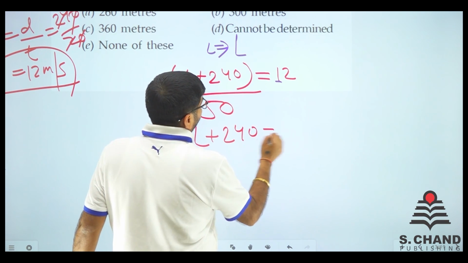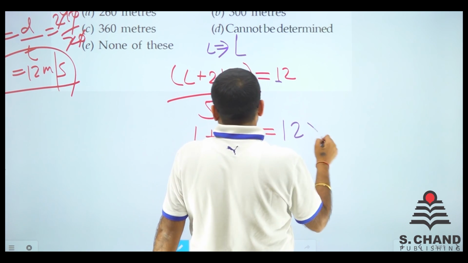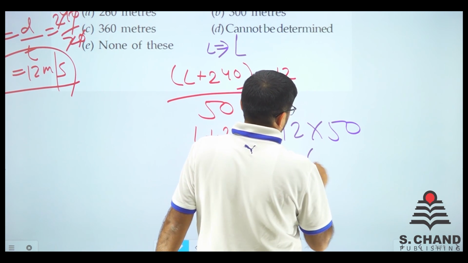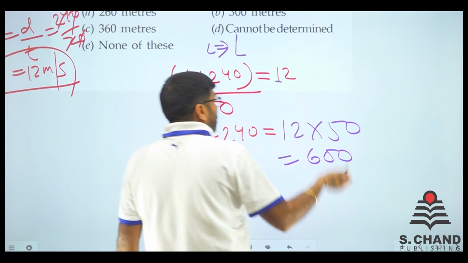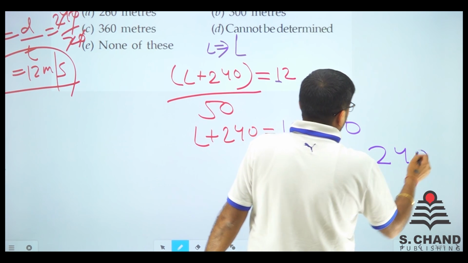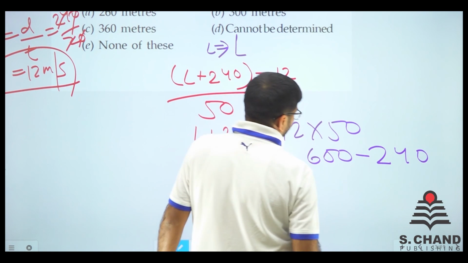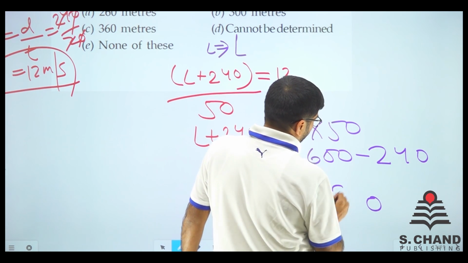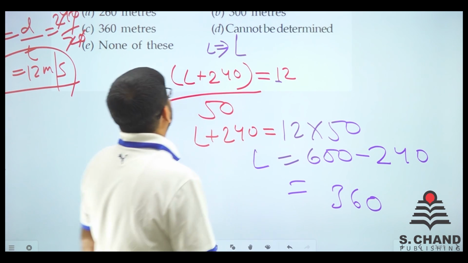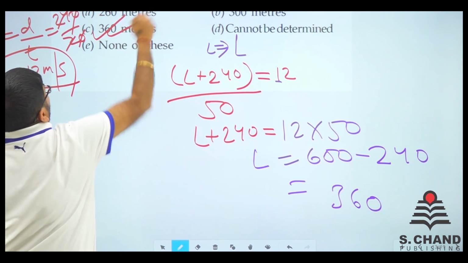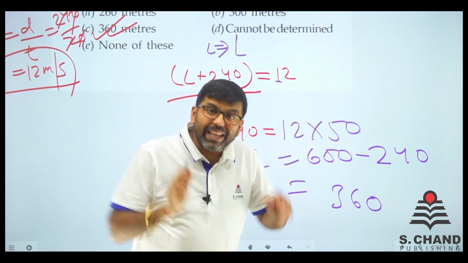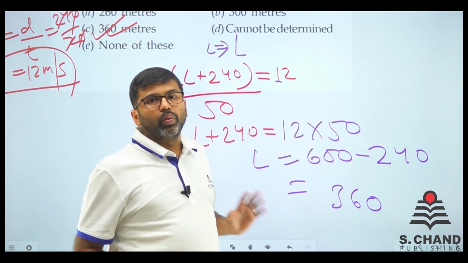L plus 240 is equal to 12 into 50, 600. 600 minus 240, that will be L. So L is equal to 600 minus 240, so 360 meter is the length of the second stationary train, right? This is the way you do.